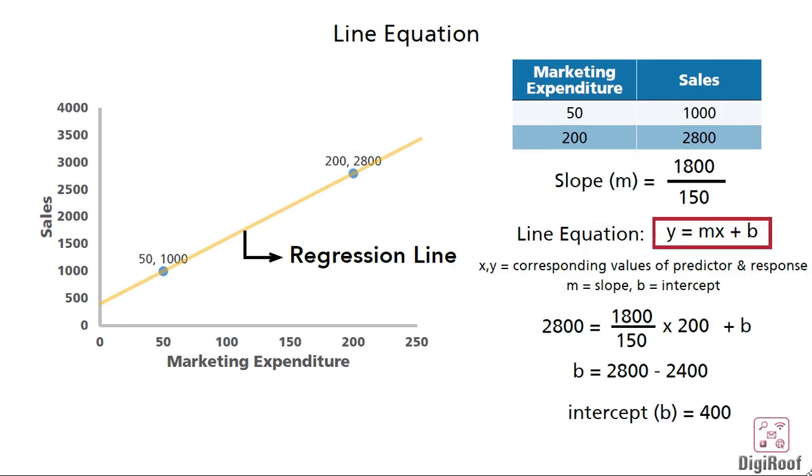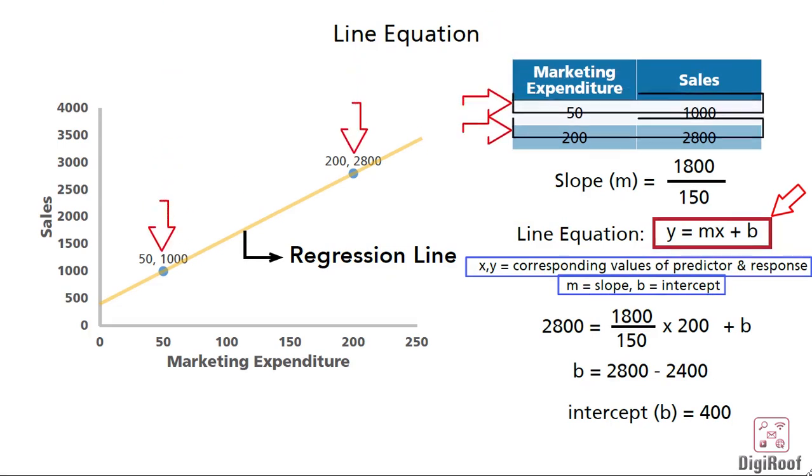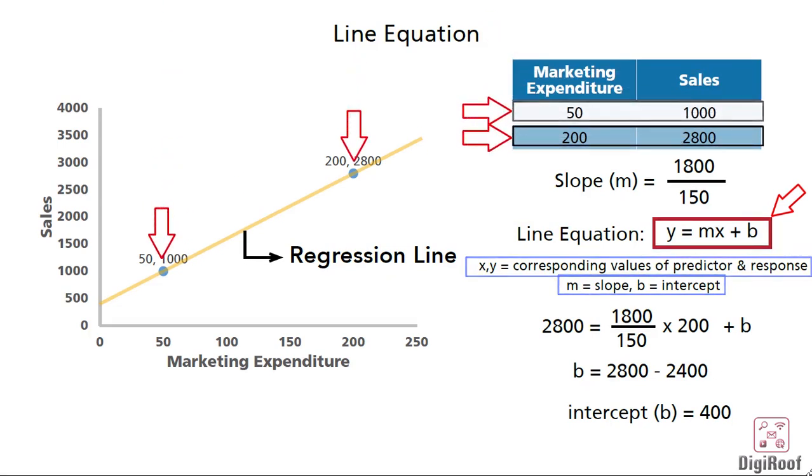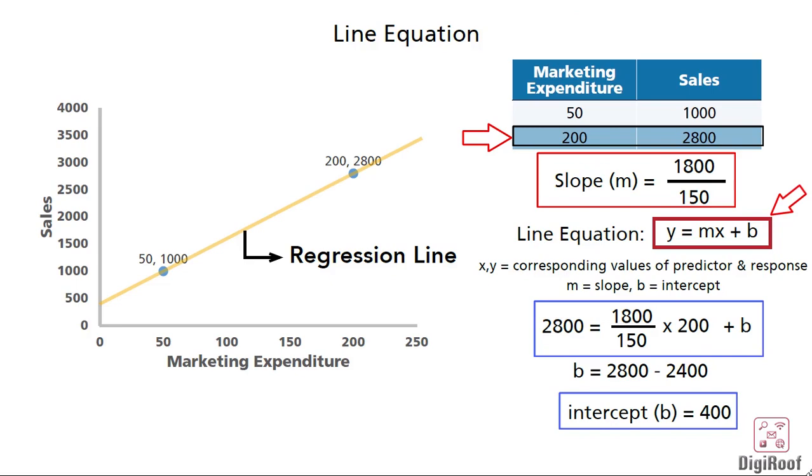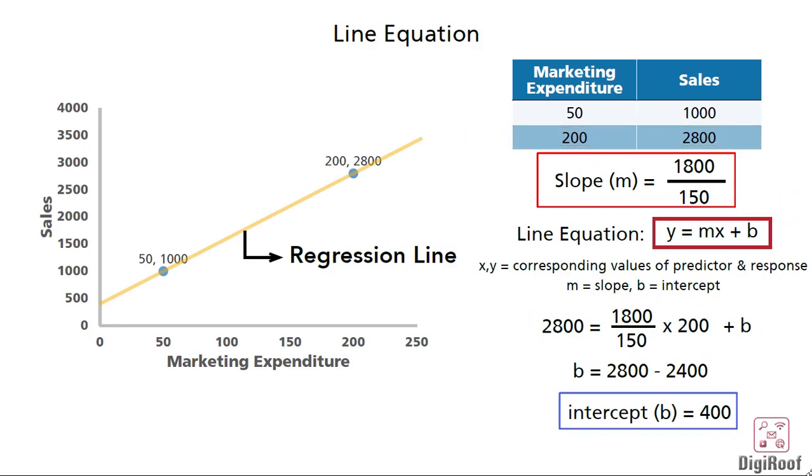Next, by placing the slope value in the line equation, we can calculate the value of intercept for this regression line. The line equation is y equal to mx plus b, where x and y represent any corresponding value of predictor and response in the regression line. m is the value of slope and b is the intercept. We already know two corresponding values of predictor and response for this regression line. Let us place one of the two corresponding values of predictor and response and the value of slope in the line equation. If we solve this, we would get 400 as the value of intercept. Now we have the value of slope and intercept for this regression line.